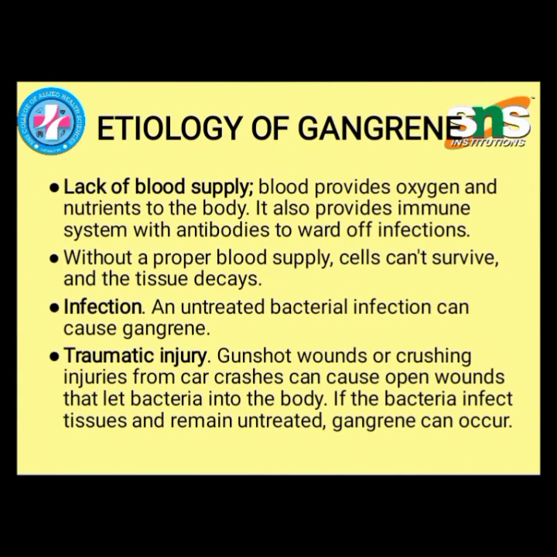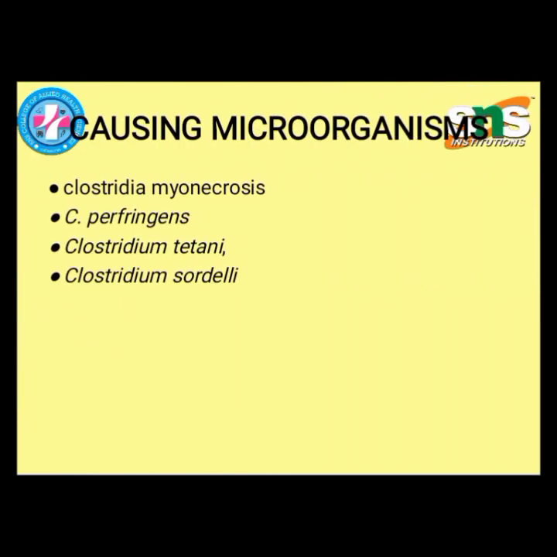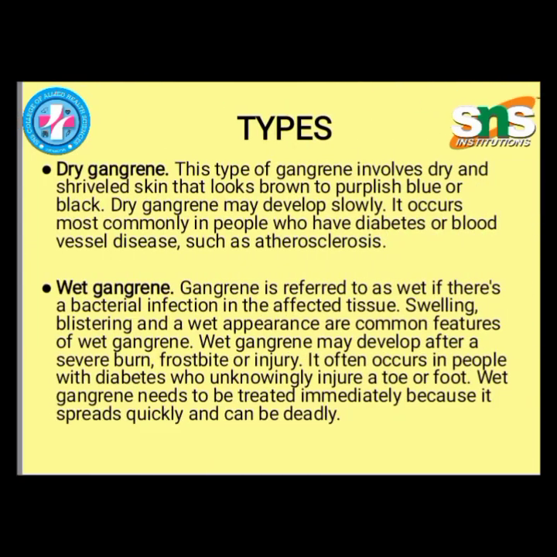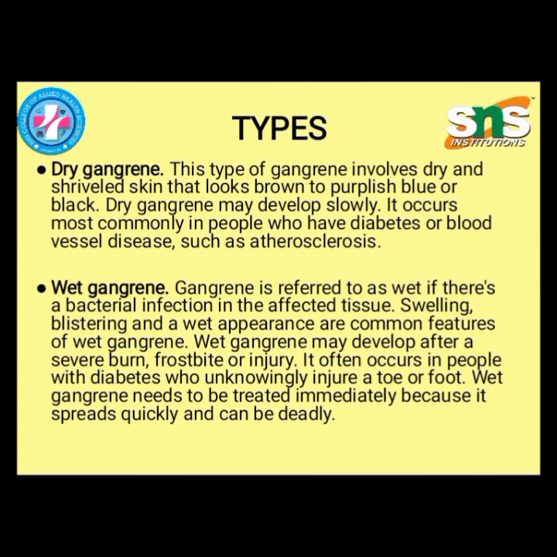Etiology of gangrene: lack of blood supply, infection, traumatic injury. The infection-causing organisms are Clostridium myonecrosis, Clostridium perfringens, Clostridium tetani, and Clostridium sordellii. These are the organisms that induce gangrene. And there are some types of gangrene. First one, dry gangrene, wet gangrene, gas gangrene, internal gangrene, Fournier's gangrene, Meleney's gangrene. These are the 6 types of gangrene.